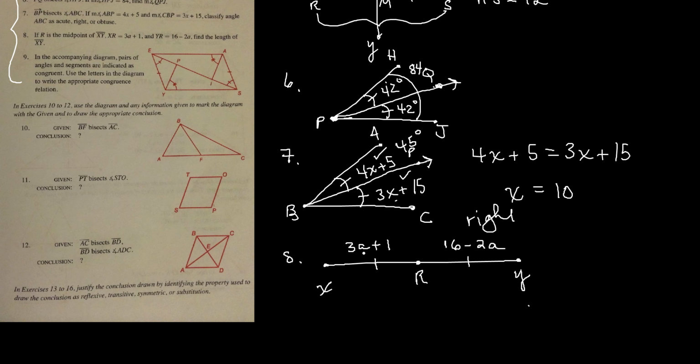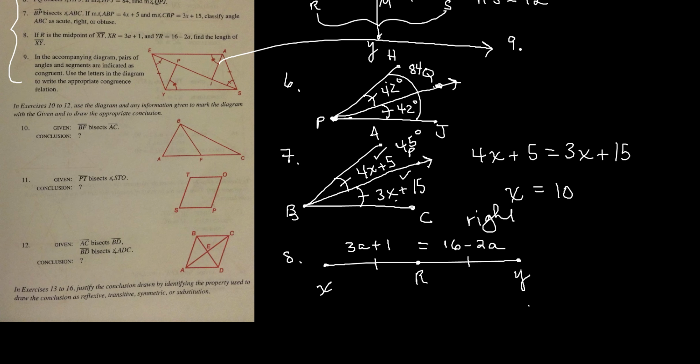Well, this is the same thing. You're going to set these two equal and solve it, and then you find out what one side is and then find out the other side. So I don't think we need to go through too much more work with that one. Here's another one. In the accompanying diagram, pairs of angles and segments are indicated as congruent. Use letters in the diagram to write congruence relations. Okay, so this is just a matter of writing things out with the right symbols.